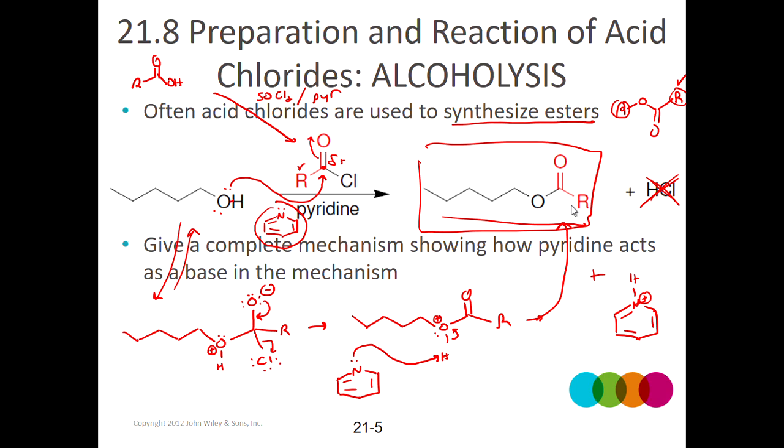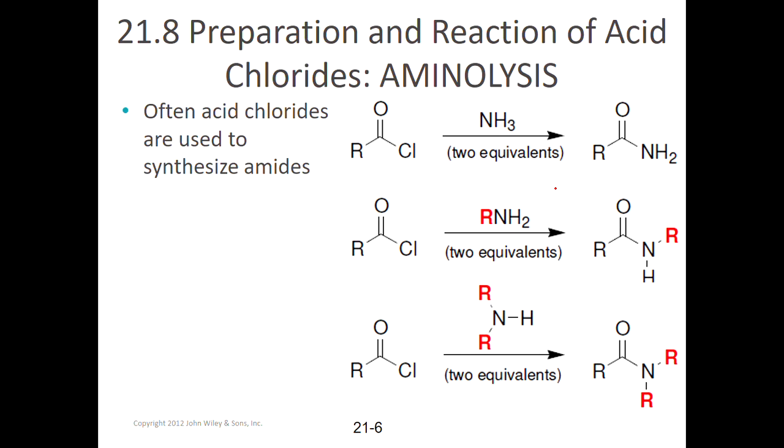So that's one option. You can use an acid chloride to make an ester. Another option, you can use an acid chloride to make an amide. And depending on how many hydrogens or R groups are on the nitrogen when it attacks, you can make an amide that has an NH2 next to the CO double bond, or one R group on that, or two. Right? So we're not going to use a tertiary amine here. We're going to use ammonia, a primary amine, or a secondary amine.